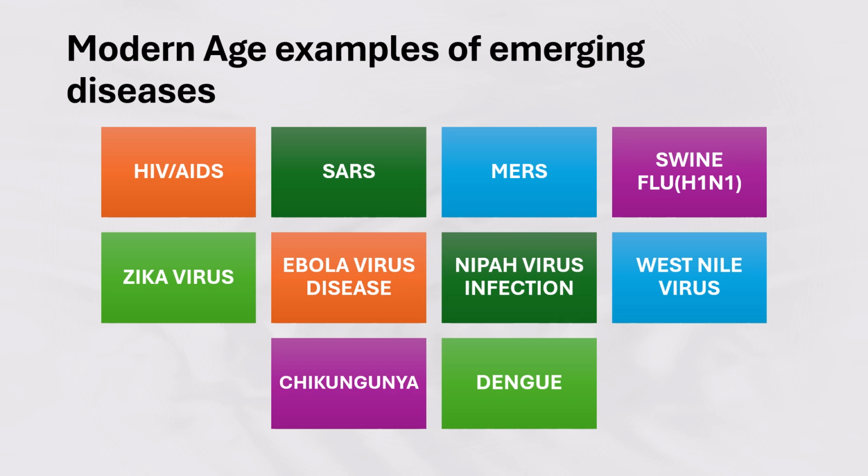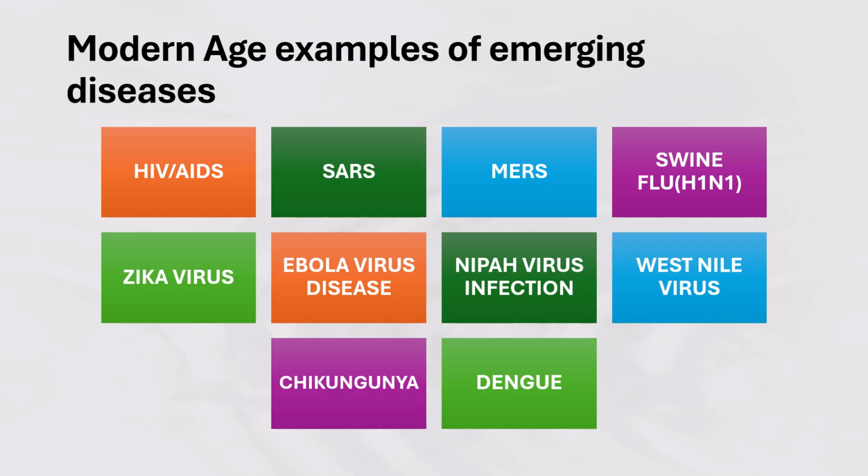So let us now look at some of the modern age examples of emerging diseases. Emerging diseases, once again, are diseases that have recently appeared in a population or have existed but are increasing in incidence or geographic range. HIV, although it first put its head up in the 1980s, still has a profound impact on global public health. Then came SARS, that is, severe acute respiratory syndrome.